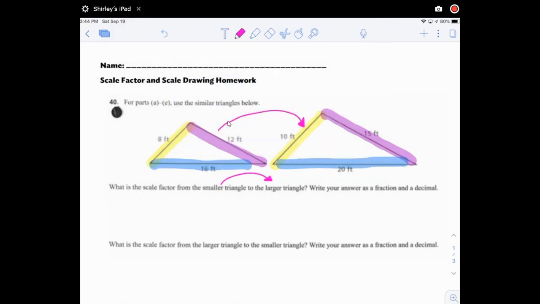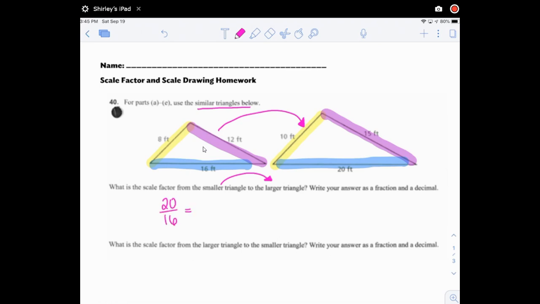So if I already know from the problem that they are similar triangles, it means they're scaled figures. It means that I can just take one pair of these corresponding sides, it doesn't matter which one I use, and I'm going to divide them out. So again, I want to make sure I'm following my arrow and taking the end of my arrow divided by the start of my arrow. So if I go ahead and do that, I'm going to pick my blue lines, and I'm going to do 20 divided by 16. So you can divide that through in your calculator.